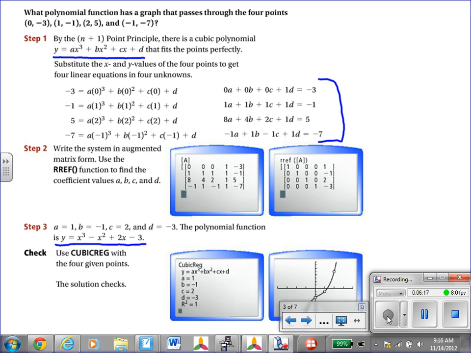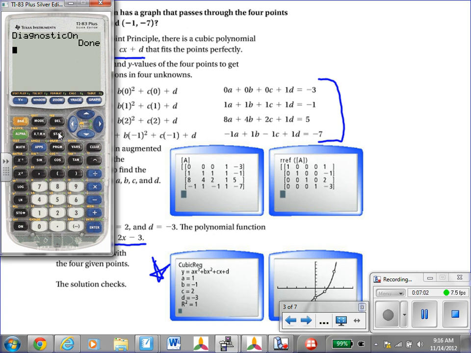But probably an easier way of doing it, since you already know the n+1 point principle, and you already knew ahead of time it was going to be cubic, is to take those points and type 0, 1, 2, and -1 under L1 when you hit the stat button. You could type -3, -1, 5, -7 under L2, and then go to second stat, go to calculate, and do the cubic regression like they did right here. And the cubic regression will give you 1, -1, 2, -3. Okay? And then you could have done it without typing in a lot of stuff. So if you wanted to see how that one worked, yeah, I could show it.